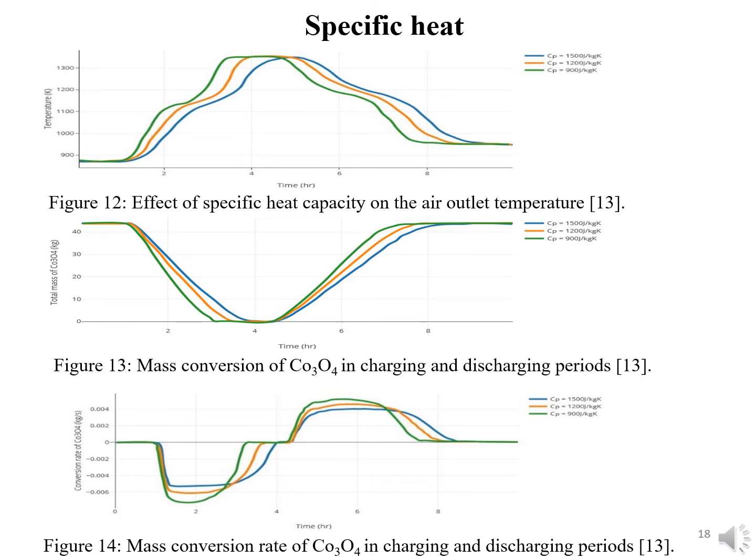The reduction period was 45 minutes shorter when specific heat was 900 joule per kg Kelvin compared to 1500 joule per kg Kelvin. In the last graph, the mass conversion rate of cobalt oxide inside the whole storage system is shown. That is the whole reaction rate based on the mass of Co3O4. The negative value represents the reduction period and the positive value indicates the oxidation process.